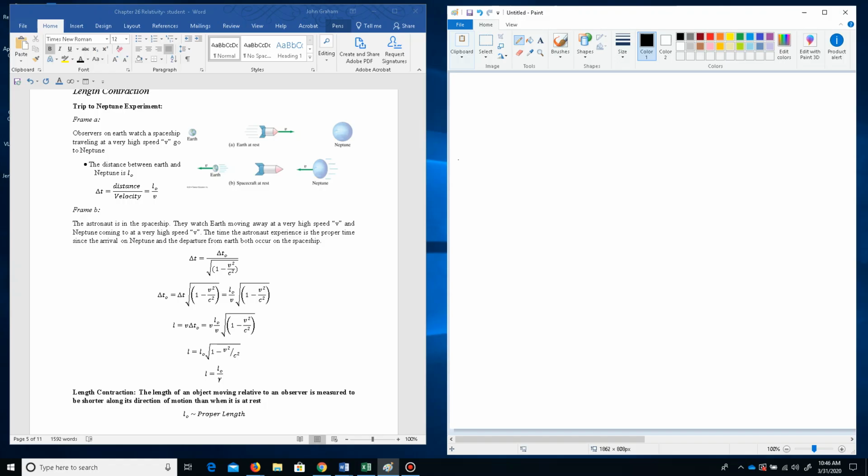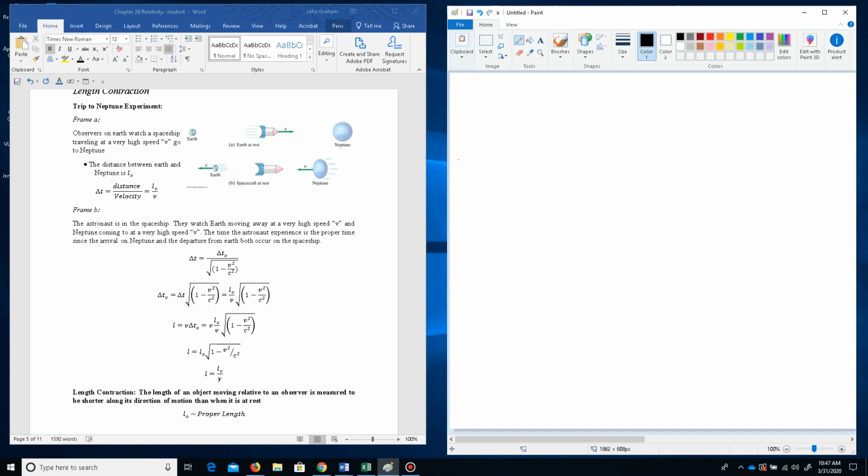So in frame A, if we look at the spaceship as what's moving, it's moving away from the Earth. Spaceship has a certain velocity, Earth and Neptune are not. And so we have a distance between the Earth and Neptune, which we're going to say is L naught. And then the velocity, of course, is going to be V of the spaceship, which we're assuming here is going to be close to the speed of light. It doesn't have to be the speed of light, but it's going to be close to it. And so the time it takes is going to be just that distance divided by that speed.